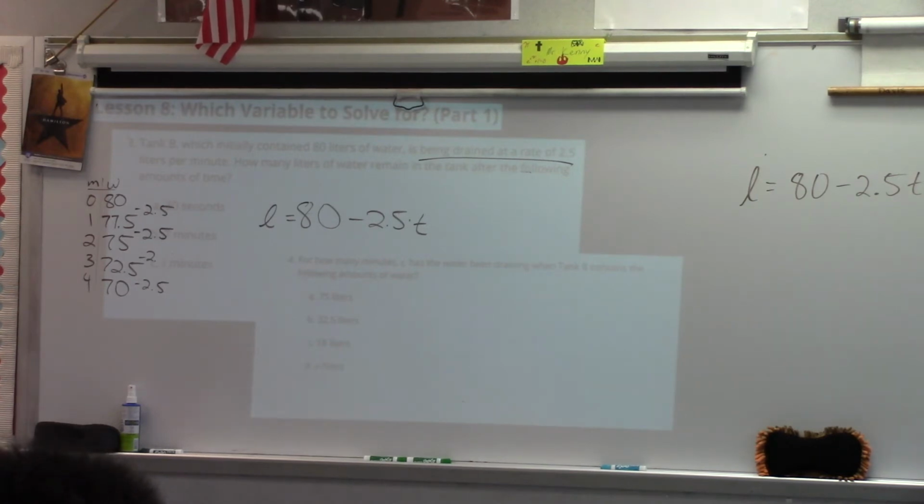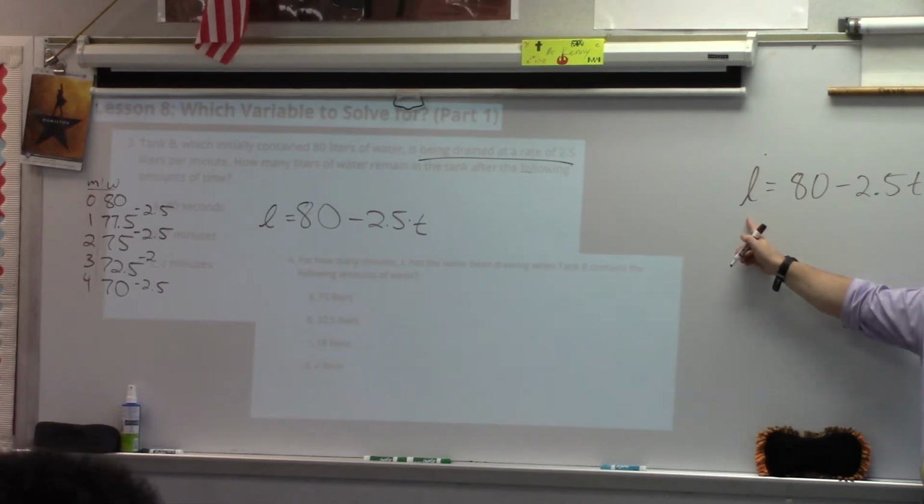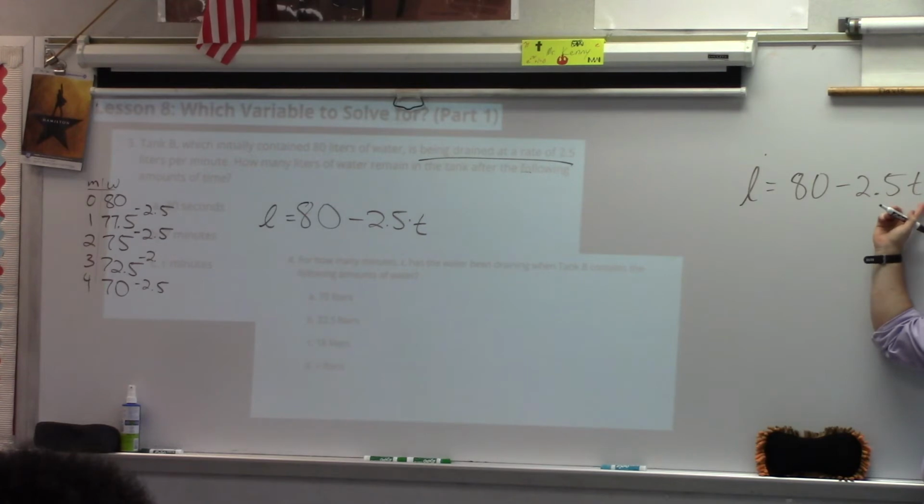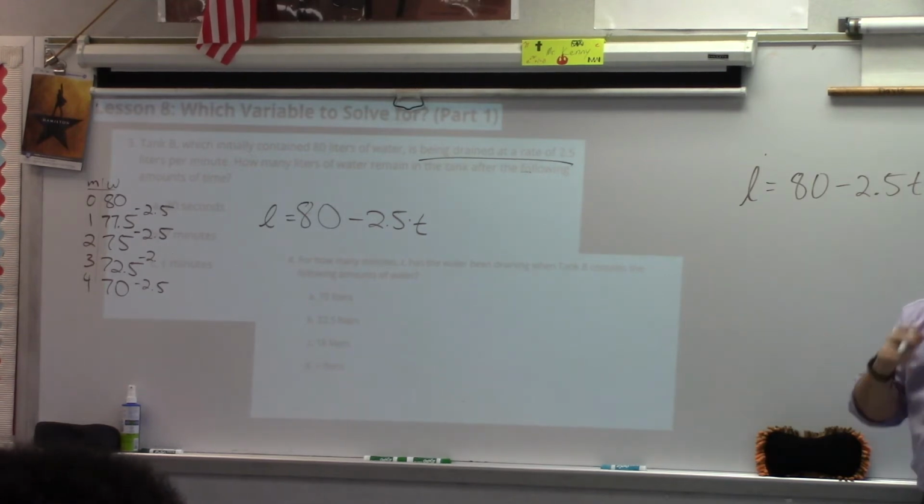80 minus 2.5 C. Hold on, but I think I know the answer. T is minutes, and we're trying to find liters. We're trying to find the liters of water based on what? On the total, based on the solution, on the 10 minutes that have gone by, right?